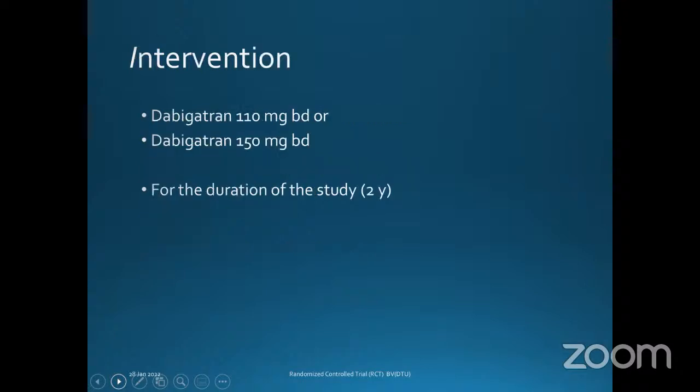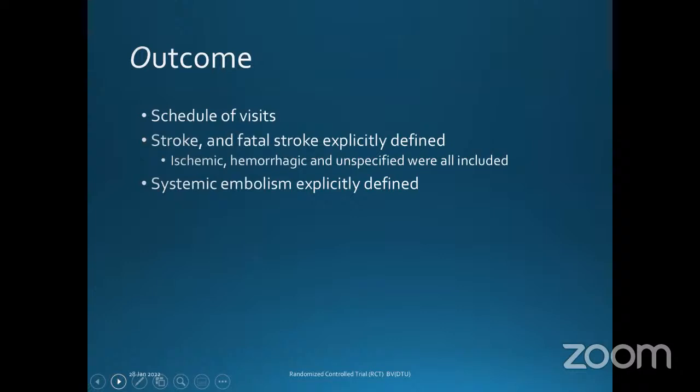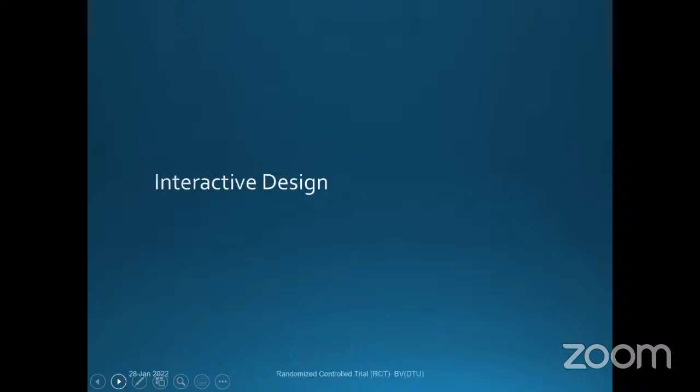The intervention is dabigatran for the duration of the study of 2 years, 110 milligrams and 150 milligrams. Control is warfarin, 1, 3, or 5 milligrams, with a target INR of 2 to 3. Dose adjustment by local investigator, unblinded. Outcome is schedule of visits, stroke and fatal stroke, explicitly defined; ischemic, hemorrhagic, or unspecified were all included. Systemic embolism explicitly defined and included in the outcome.